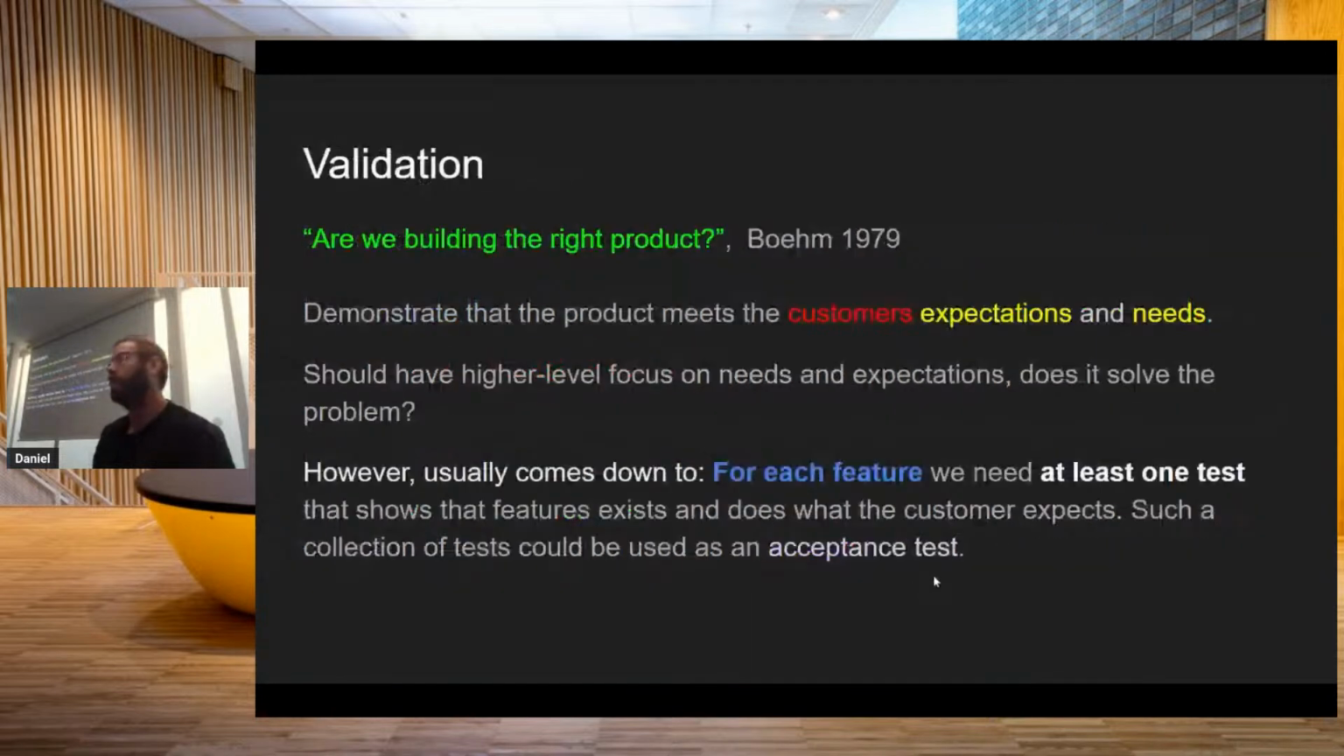So the first one, validation. Are we building the right product? This means that we have some goals and expectations and needs from the customers, and we try to see, do we fulfill these goals? Is this a good product for these customers to fulfill their goals? Do we solve their problem? Do we entertain the customers, or do we do good in this world? Really, this validation has a high level focus on needs and expectations, and this most probably needs to be done together with the customer, or we as developers need to understand the customer situation in order to do this.